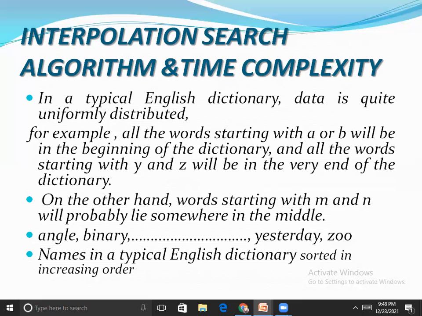So "angle" follows the order: as it starts with A, it will be put in the first place. Then coming to "binary", it starts with a B, so it can be put in the second place. Again, words starting with M and N will probably lie in the middle. The last words will start with Y and Z. So: angle, binary, yesterday, and zoo. Words in a typical English dictionary are sorted in increasing order.